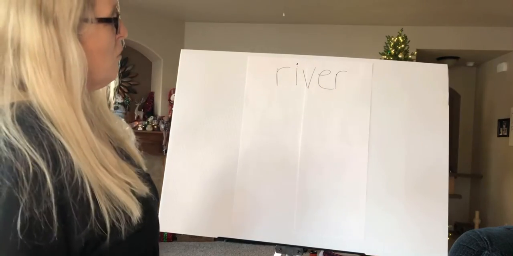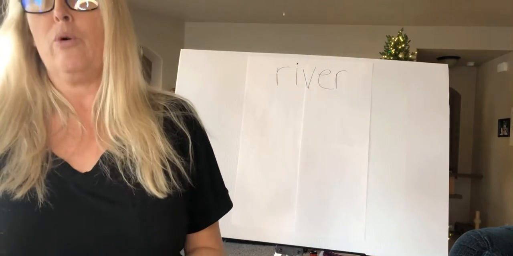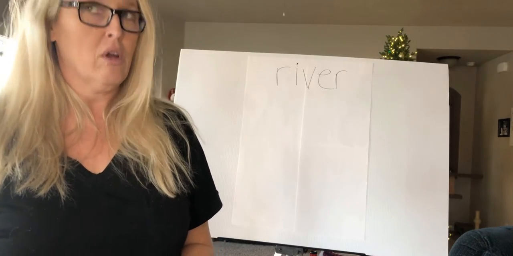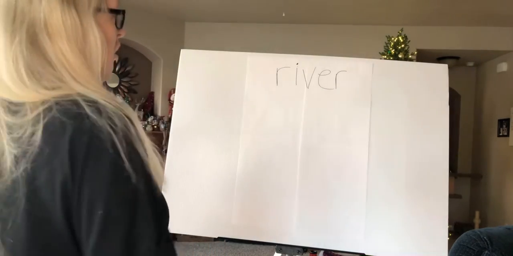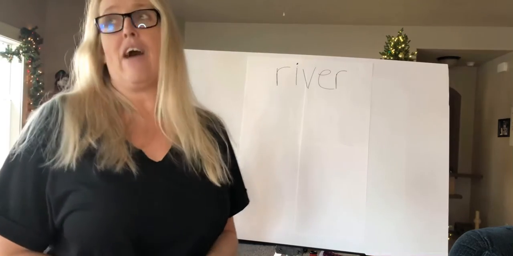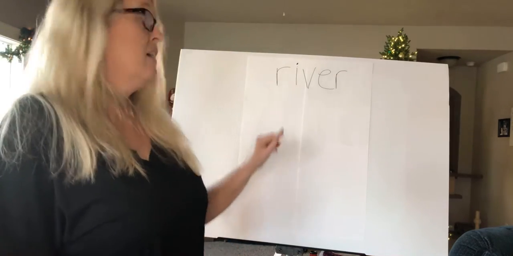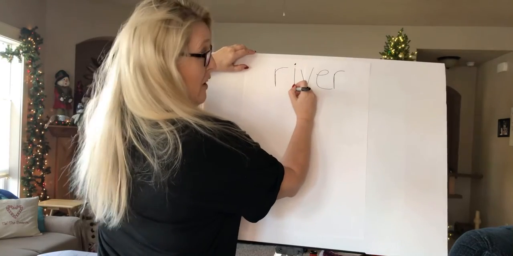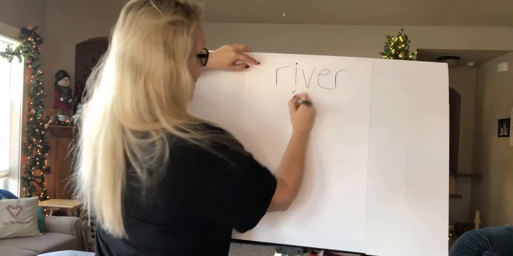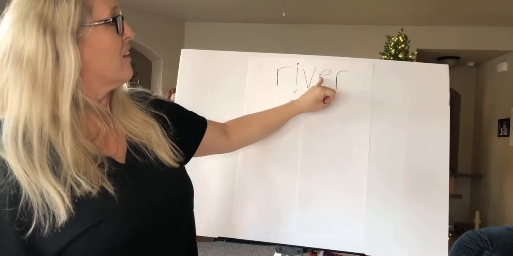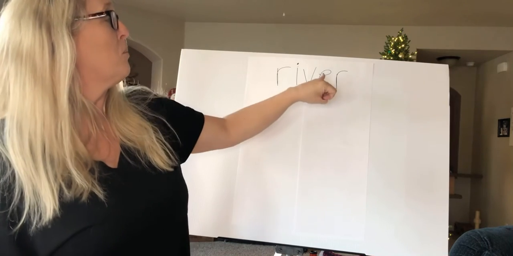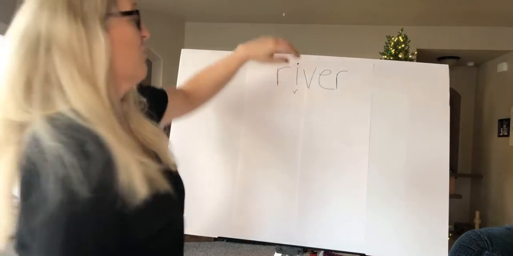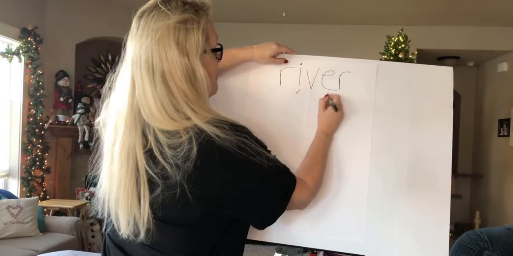Okay, so let's think about our rules. First we want to do what? We want to identify our vowels. Correct. Our first vowel in this word is the letter I, and we're going to put a V. Then our next vowel is the E, and we're going to put a V under this as well.